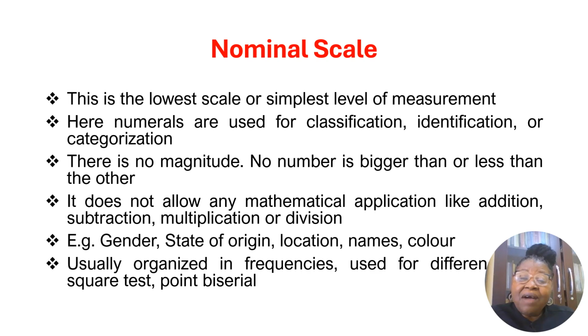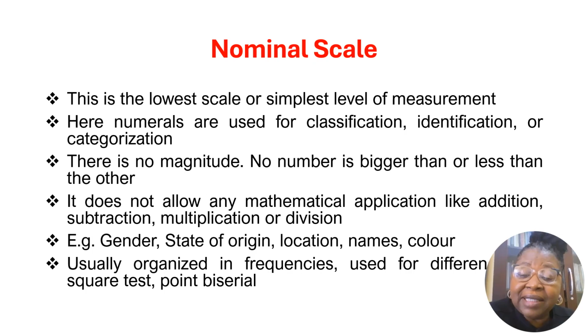It does not allow any mathematical applications like addition, subtraction, multiplication, and so on. Examples of nominal data in a nominal scale include gender. If somebody is talking about gender, you can say, I label male 1, and then female 2. You now see 1 and 2.